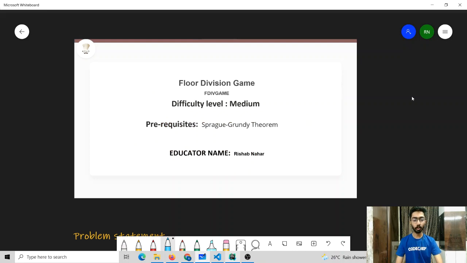Today we are going to solve the problem Flow Division Game. The problem code is FDIVGAME. This is a medium level problem and there is an important prerequisite for this problem, which is the concept of game theory and the Sprague-Grundy theorem. So let's move to the problem statement.